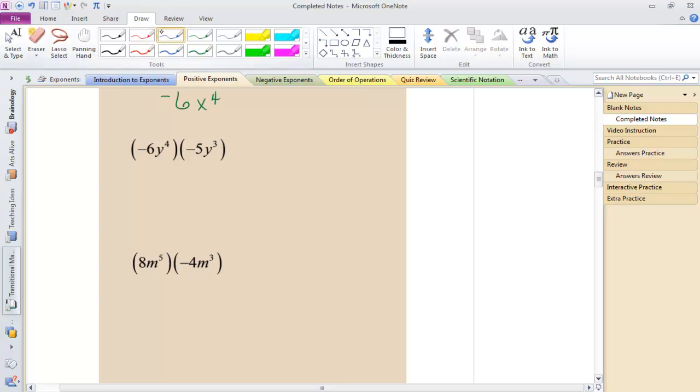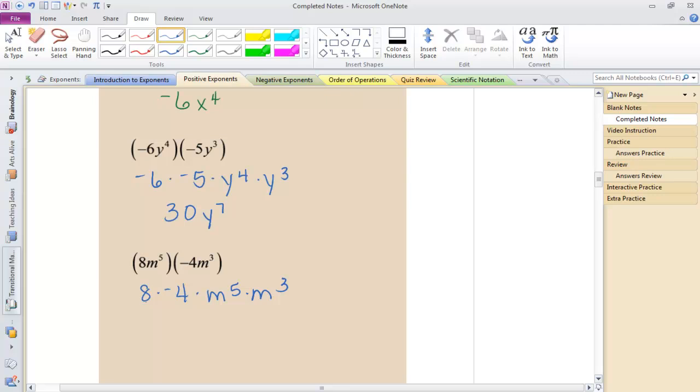So for the next problem, you should have multiplied negative 6 times negative 5 and y to the 4th times y to the 3rd, which will give you 30y to the 7th. In the next problem, we have 8 times negative 4 and m to the 5th times m to the 3rd. So we're multiplying all that together.